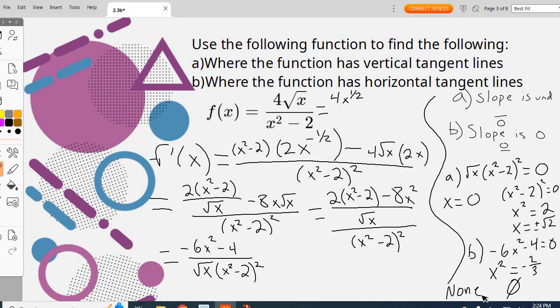Yes, so we just have to be careful about our algebra steps and making sure that we're simplifying correctly. Alright, continuing on.